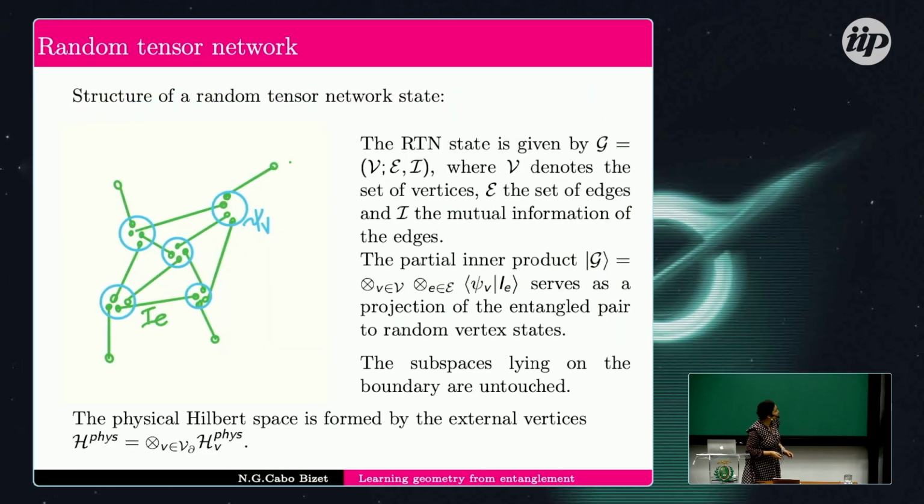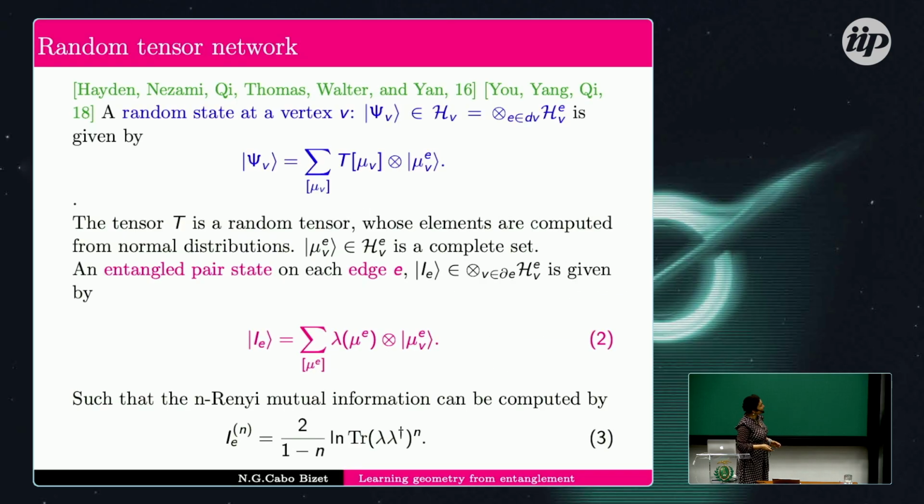Thank you. So okay, I will go a little bit further and then back. This is a drawing of the tensor network, and you have the vertices and you have the edges, okay? And then you have random states in these vertices, and you have entangled pairs in these edges. But now I'm coming back and I will write the formulas.